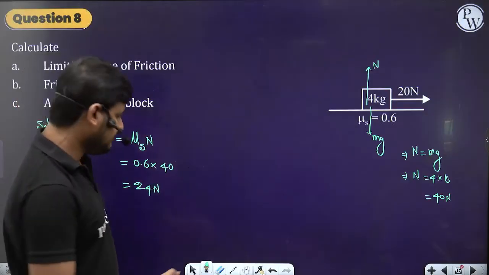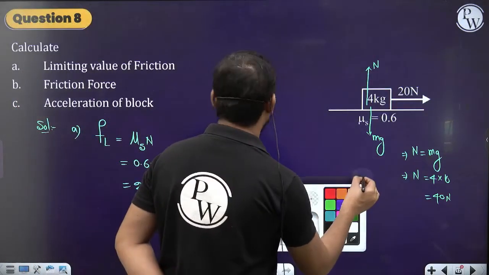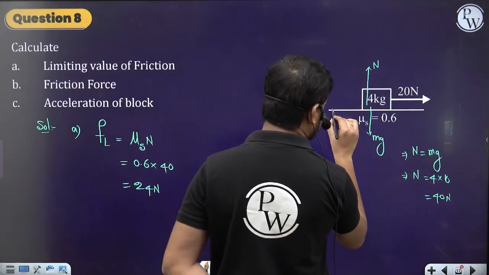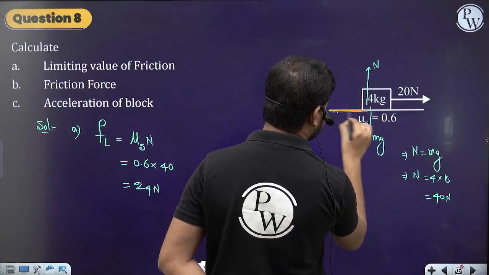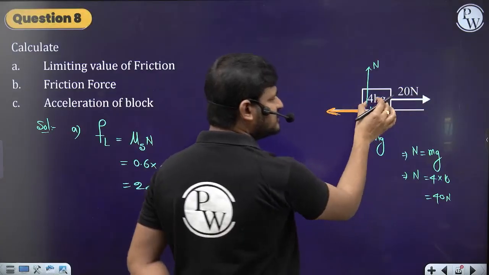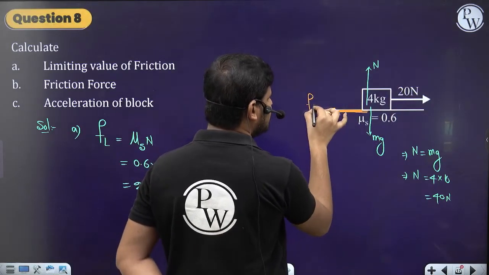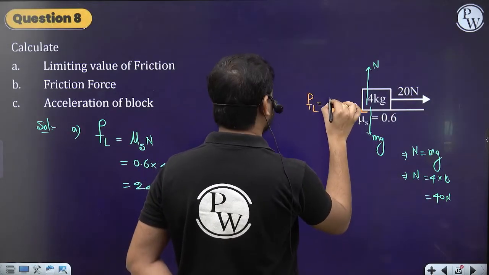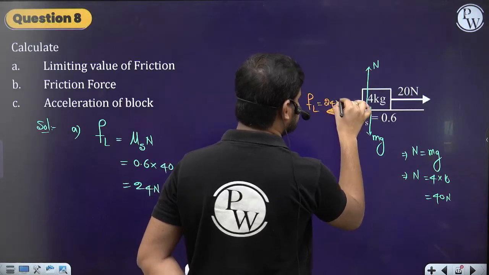See, the limiting friction opposes the body's motion, right? See here, the force is acting, so the body tends to move. So how much is the limiting friction? The limiting friction is 24 newtons. So the first question is done.